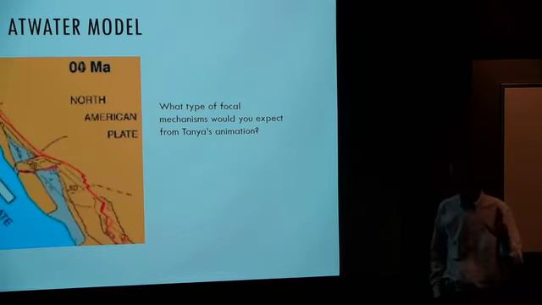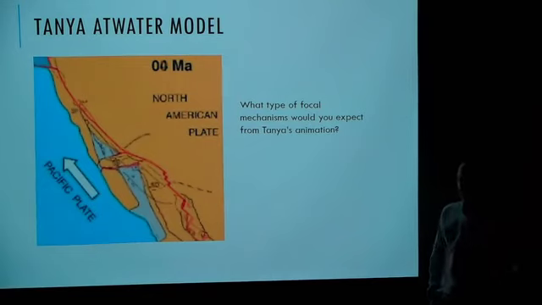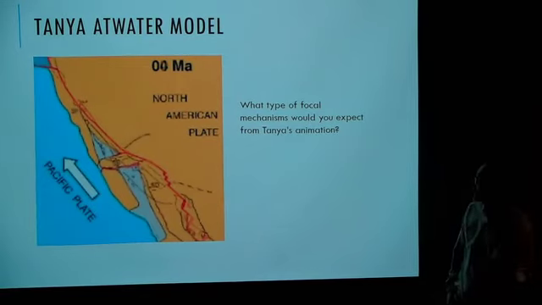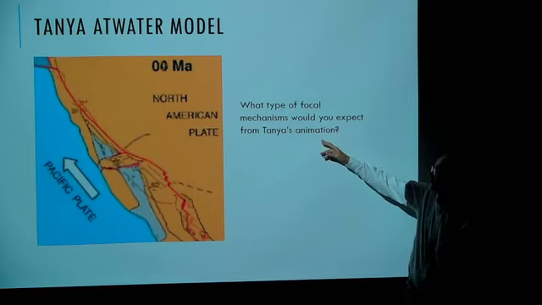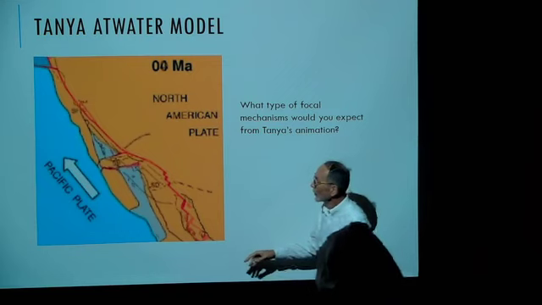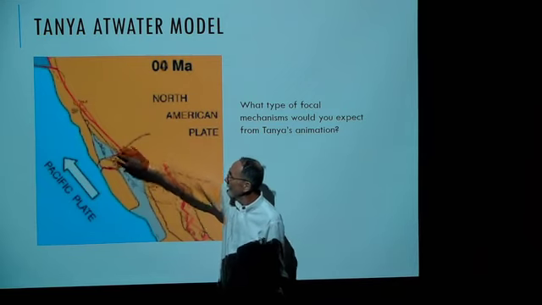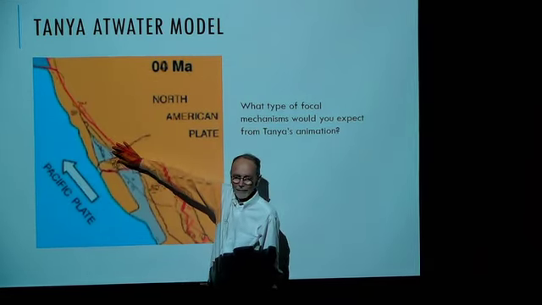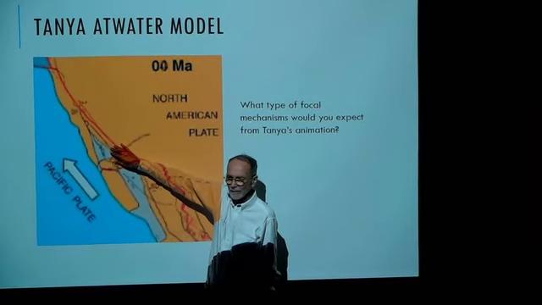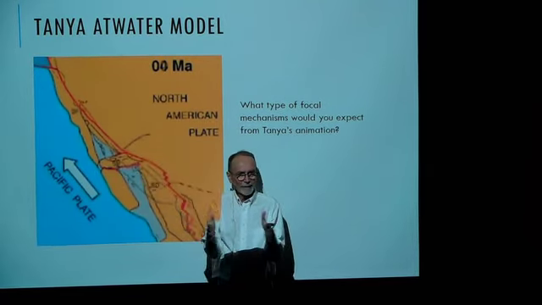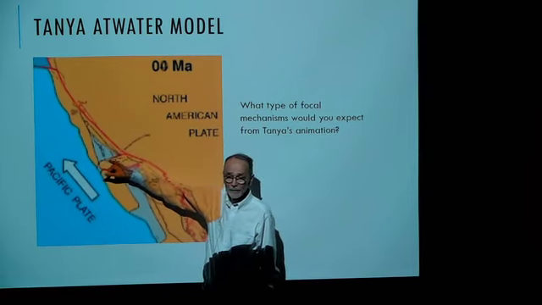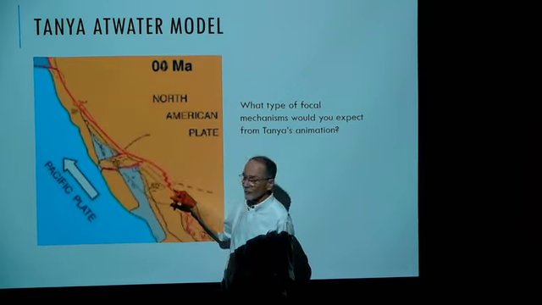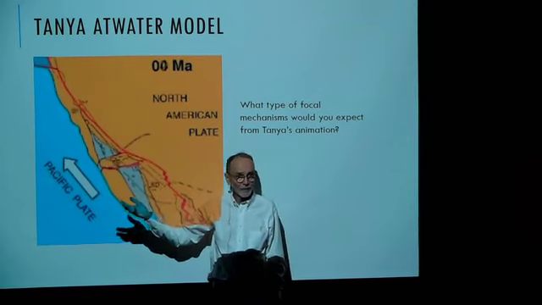Okay, now we've got a new way of looking at the Tanya Atwater model. All right? What type of focal mechanisms would you expect from Tanya's animation? So what do you think is going to be happening here? What's happening up in Santa Maria? Things are getting compressed, so we'd expect to find lots of earthquakes with reverse faulting here. Here's the big old San Andreas, so we'd expect to see San Andreas type motion, strike-slip motion.